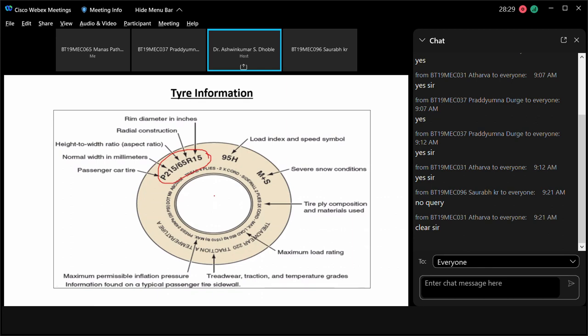P is a passenger car tire. Then the nominal width in millimeters is 215. Then the aspect ratio, that is the height to width ratio, is given as 65. Then radial construction is R, and then the rim diameter in inches. Whatever I said in the previous class, the mechanic will first look at the number on your tire, and based on this number, the rim diameter is this particular rim diameter.